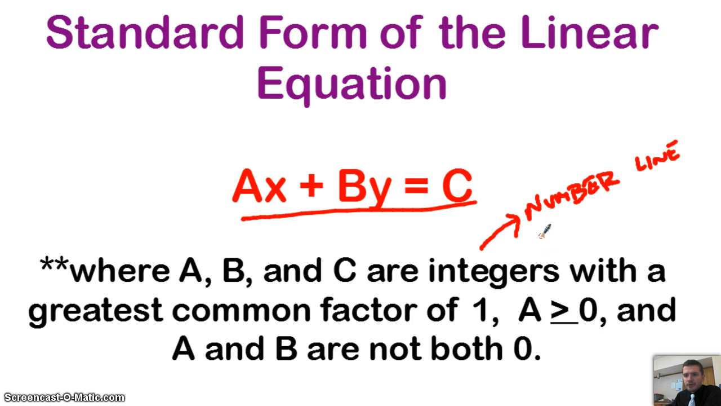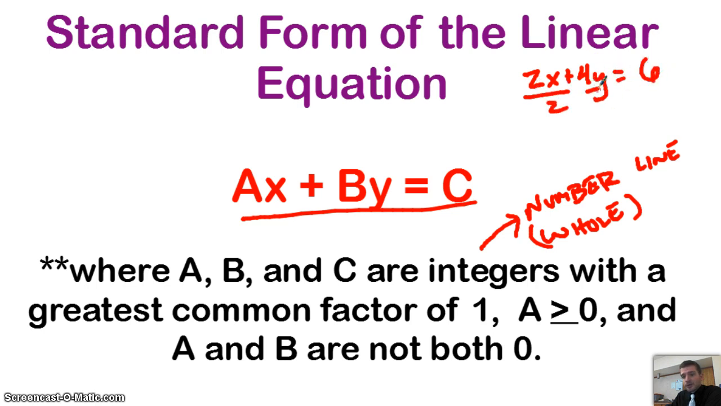They have to be whole numbers. And again, the greatest common factor of a, b, and c has to be 1, meaning you can't pull anything else out. For example, if I had 2x plus 4y equals 6, you see how they're all divisible by 2? I could divide the whole thing by 2, and I would get x plus 2y equals 3. This would be the proper standard form.